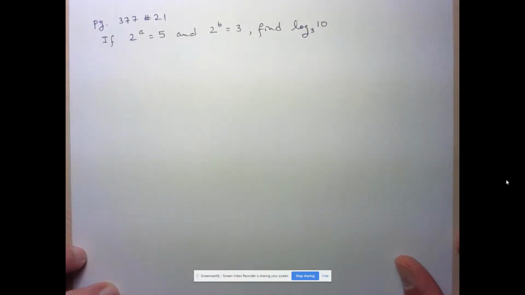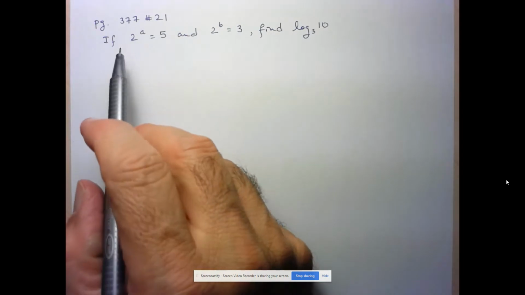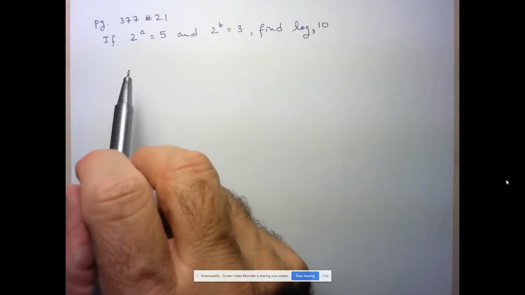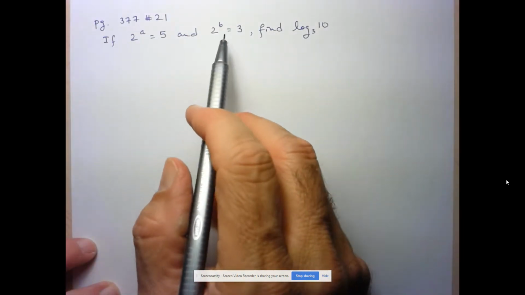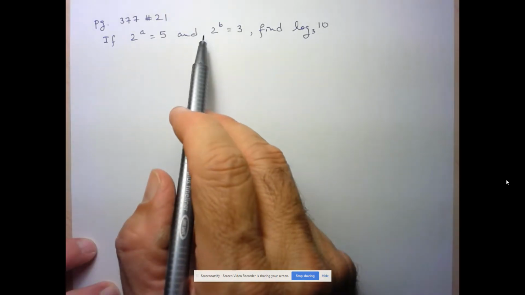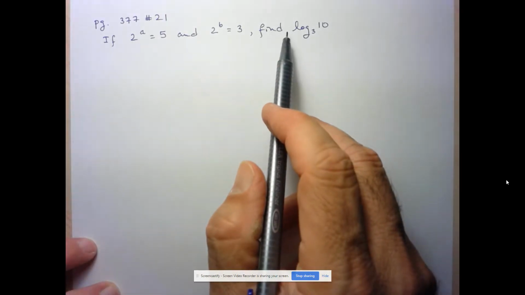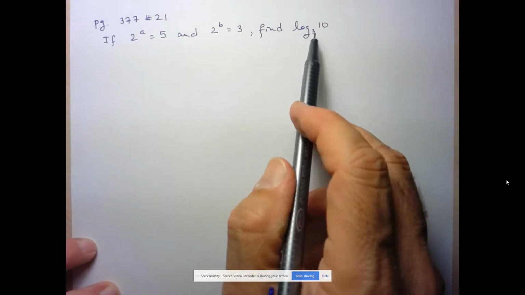Hi folks, we're going to take a look at number 21 from page 377. Here they tell us that the expression 2 to the a is equal to 5 and the expression 2 to the b is equal to 3. And they want us to use that information to determine an expression for log base 3 of 10.